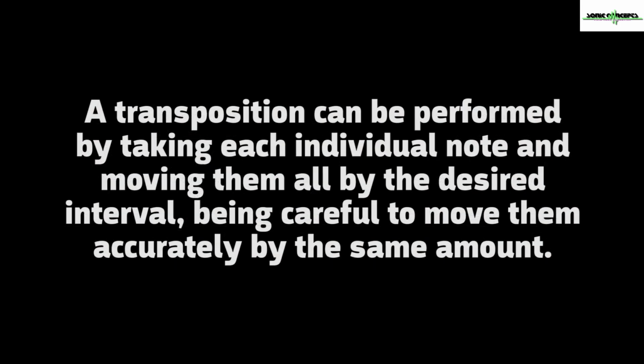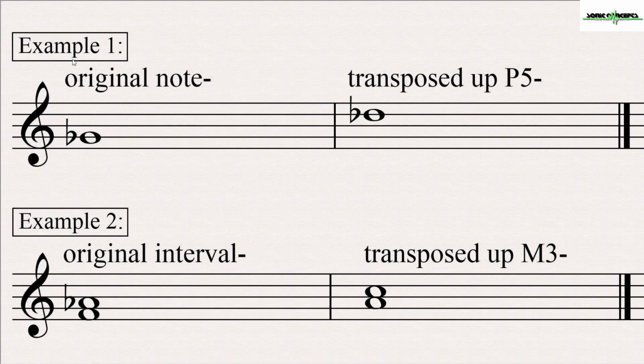A transposition can be performed by taking each individual note and moving them all by the desired interval, being careful to move them accurately by the same amount. In example 1, we see one note that will be transposed up a perfect fifth. We simply determine what a perfect fifth above the original note, G flat, is, and transpose, or move, it up a perfect fifth, to D flat.